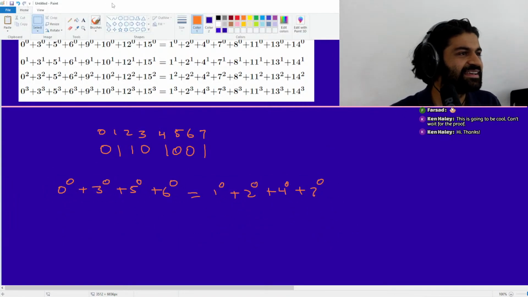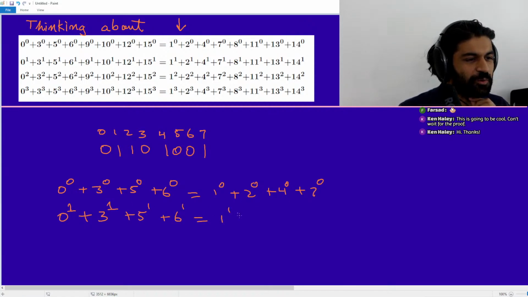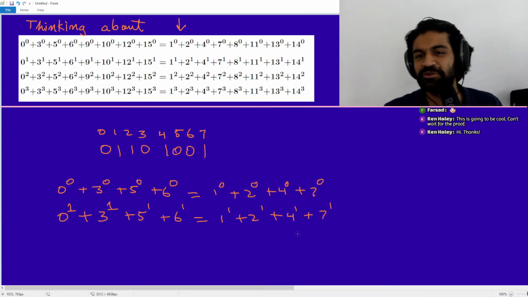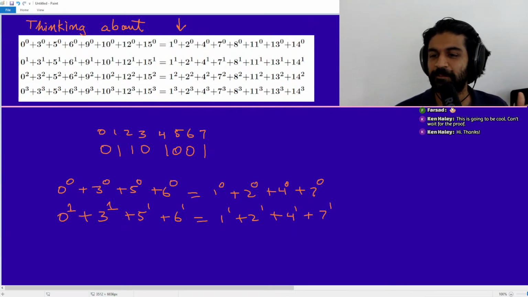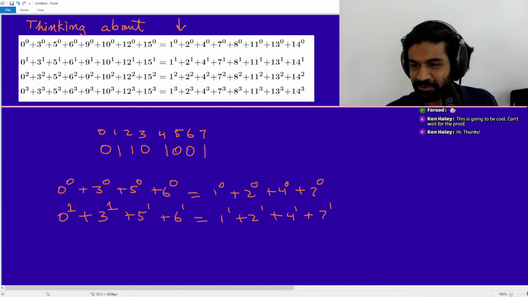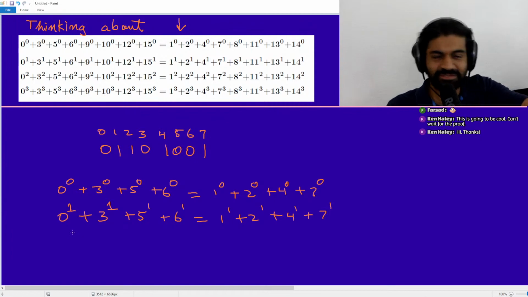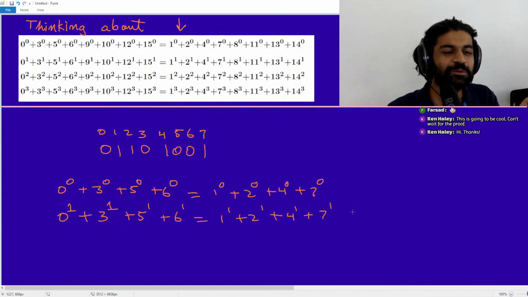And then the next one is saying that, of course, 0 to the 1 plus 3 to the 1 plus 5 to the 1 plus 6 to the 1 is equal to 1 to the 1 plus 2 to the 1 plus 4 to the 1 plus 7 to the 1, which is saying that the sum of the terms in one piece of the partition is equal to the sum of the terms on the other side, which I hope is also not particularly surprising. Right? Okay, so far so good. This one's a little bit more surprising than the first one, but it's also not too hard to prove.